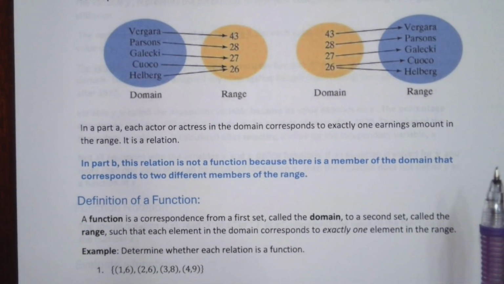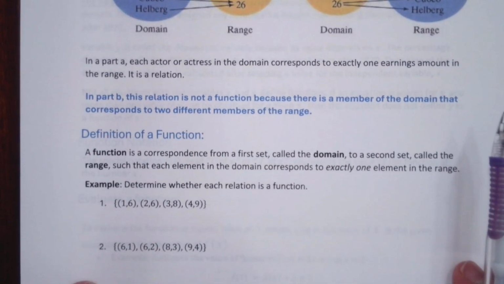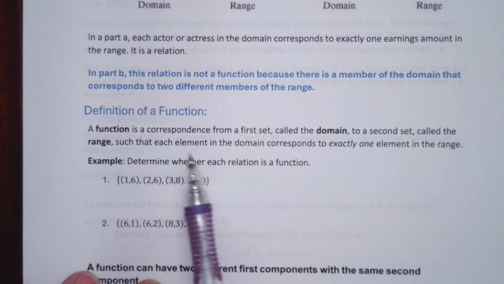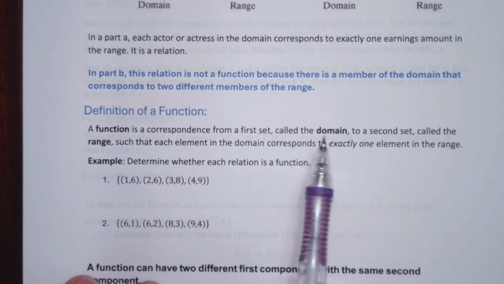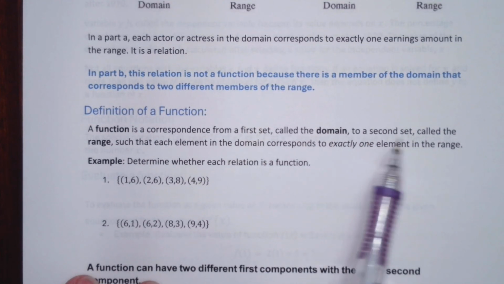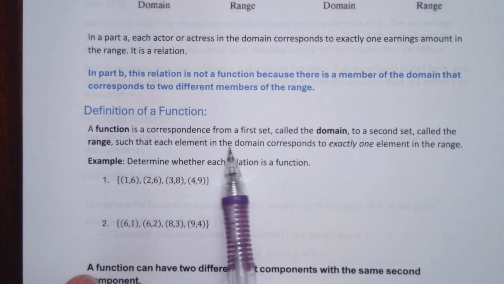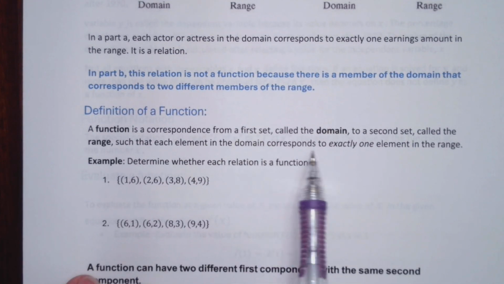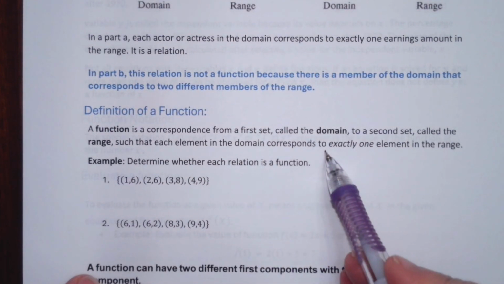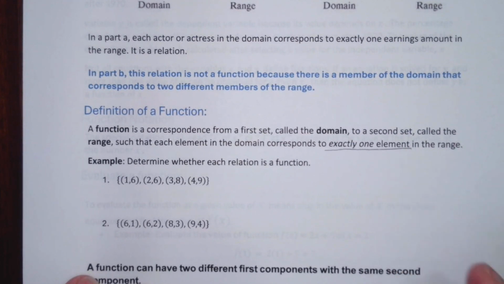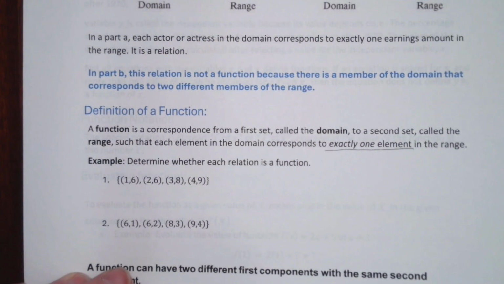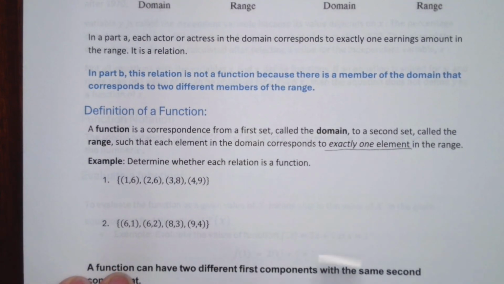All right, so here's a definition of a function for you. A function is a correspondence from a first set called the domain to a second set called the range, such that each element in the domain corresponds to exactly one element in the range. So X, when you input it, can only have one answer. So let's look at these.